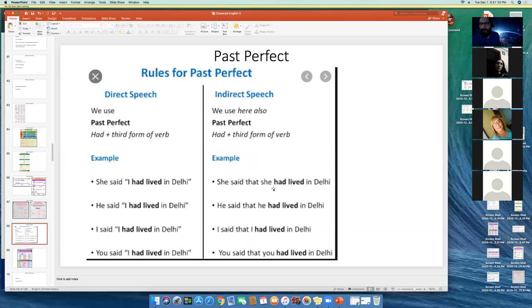And then the other person will answer, no, she's a liar. She never lived in Delhi. Who knows where Delhi is, but she says she never lived there.